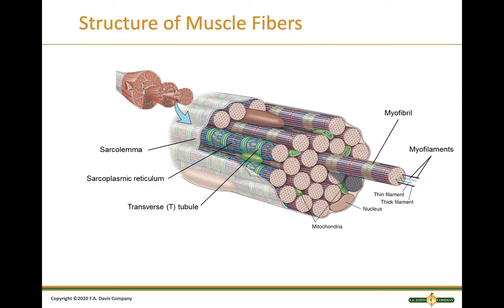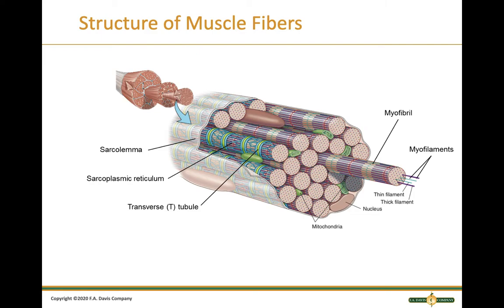The sarcoplasmic reticulum is bluish in this figure. It stores calcium. It releases calcium when we need the muscle to contract. Myofilaments are proteins found inside the myofibril, and their interactions cause the muscle to contract. And then the transverse tubules are the green, kind of a lime green color here, not the bean-shaped things, but the things wrapped around the myofibrils.